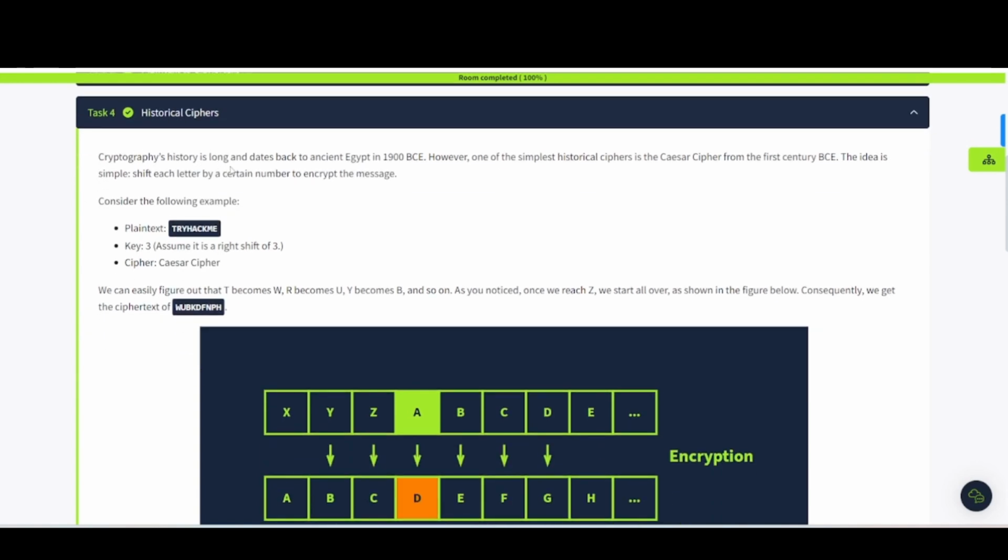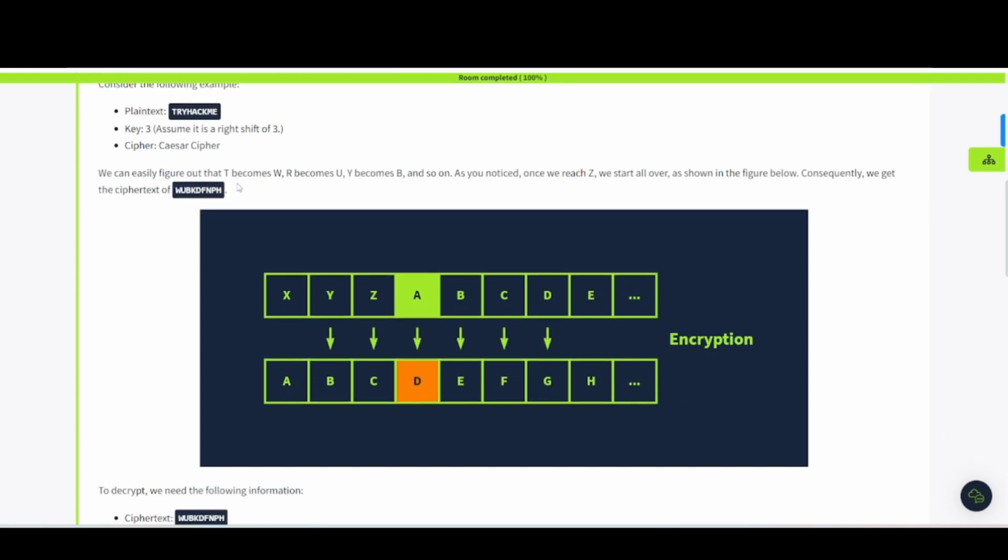Cryptography's history is long and dates back to ancient Egypt in 1900 BCE. However, one of the simplest historical ciphers is the Caesar cipher from the 1st century BCE. The idea is simple. Shift each letter by a certain number to encrypt the message. Consider the following example. Plain text: TryHackMe. Key is 3. Assume it is a shift of 3, or right shift of 3. Cipher is the Caesar cipher.